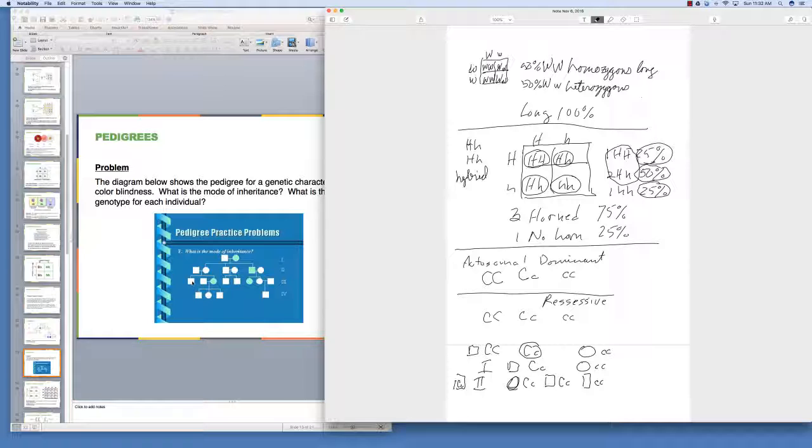This child, on the other hand, could be either cap C, getting a cap C from each of these parents, or a cap C little c, getting a cap C from one parent and a little c from the other parent. You can't be absolutely certain about that.